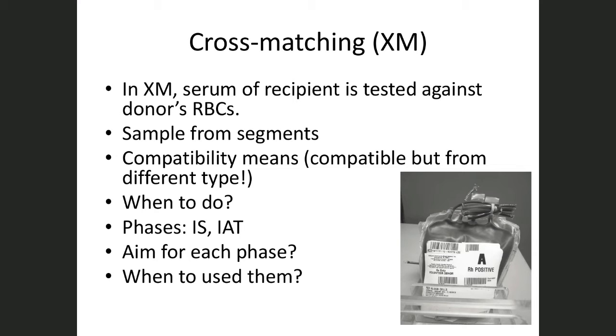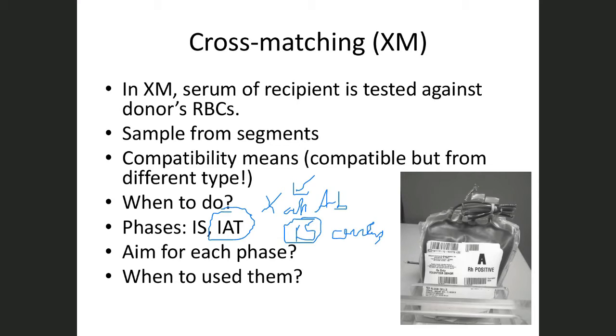So the cross matching phase depends on the patient condition, which is quite different from screening and identification. If you remember, when we talked about identification and screening, we said the mandatory phase is the indirect phase, isn't it? However, here is quite different. Here it depends on the patient. If the patient doesn't have any low antibody, I can do cross matching in the immediate phase only.